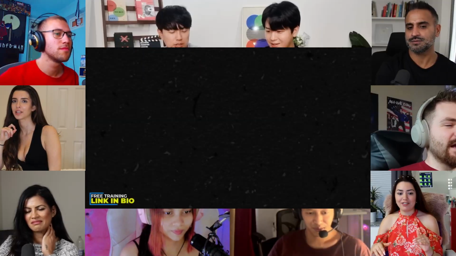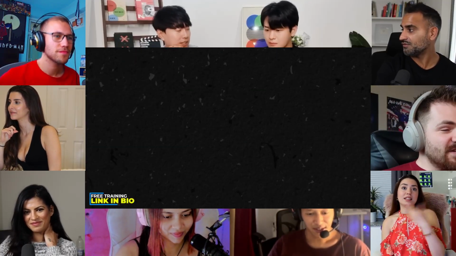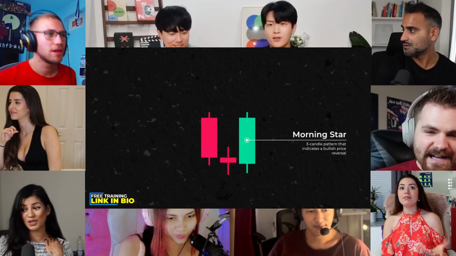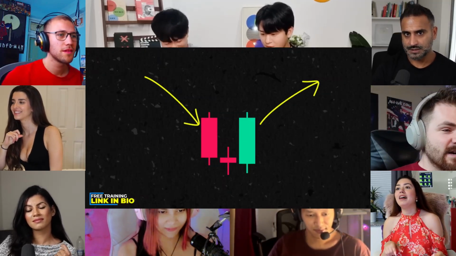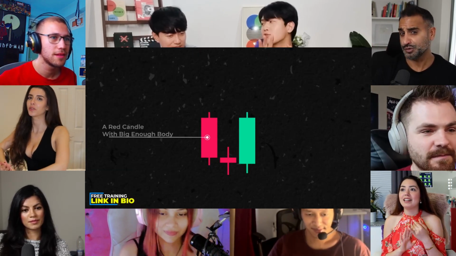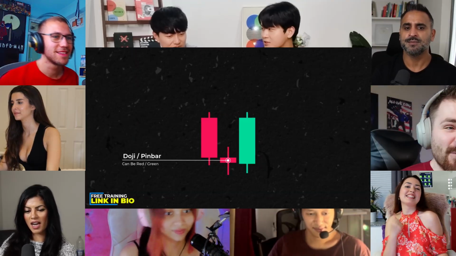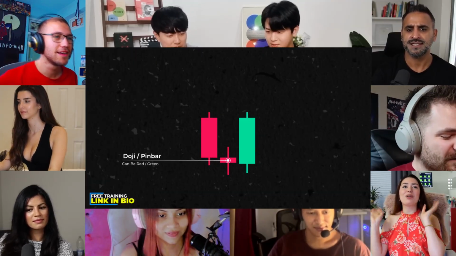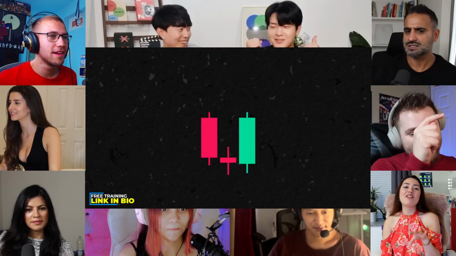Advanced patterns. Pattern number 6, Morning Star Pattern. The Morning Star pattern is a 3-candle pattern that indicates a bullish price reversal. The first candle is a strong red candle with a big enough body. The second candle is a doji or pin bar candle with a small body and large wicks. The doji or the pin bar can be red or green.